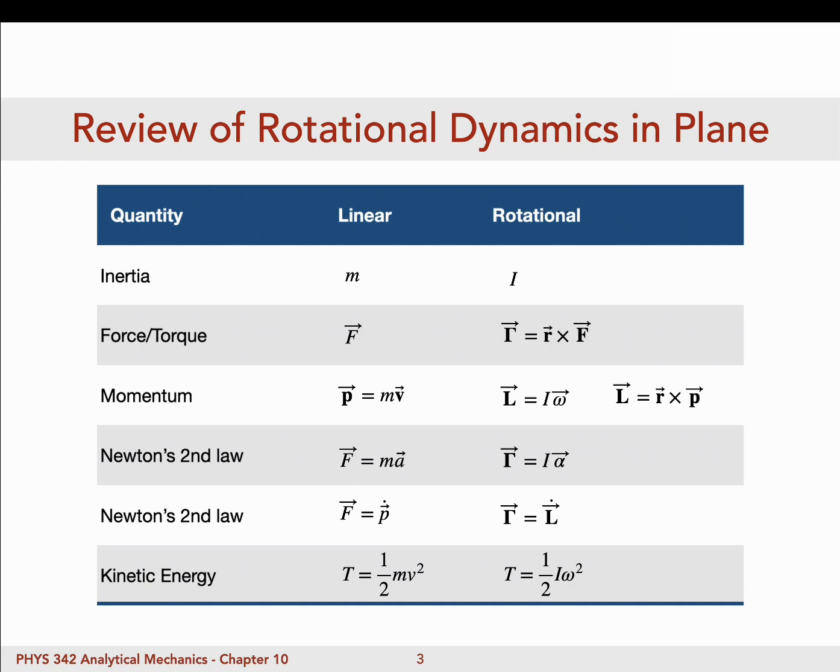Newton's second law has two forms. Newton's second law can be written as the equivalent of F equals ma, that is, the torque is I times alpha, or the force as the time derivative of the linear momentum is replaced by the torque is equal to the time derivative of the angular momentum. And kinetic energy 1/2 mv squared is replaced by 1/2 I omega squared. So we'll go through some of these quantities in the next few slides, but this is just like an overview, which you've probably seen in Physics 203.